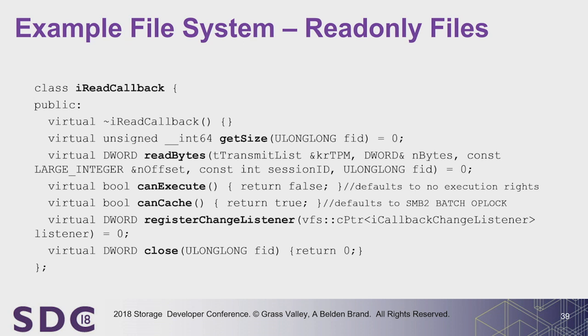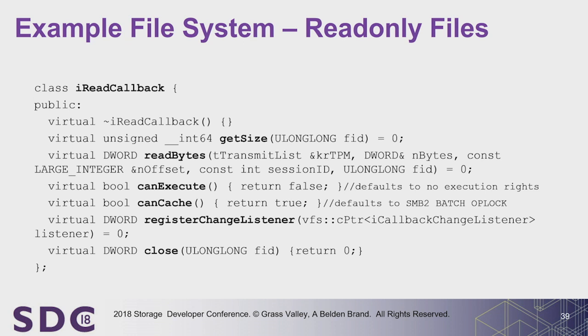So it's very simple, the IRead callback. What can you do on a read-only file? Well, you can find out how big it is, and then you can read the bytes within it. And then there's a few flags. So you can set a can-execute flag, which controls some of the ACLs about whether you can run, so you can actually store a DLL and determine if it can be runnable or not. And you can basically control caching to do with SMB batch op-lock or not, just with a Boolean. So it's really quite blunt, but it's enough to get quite a lot built.